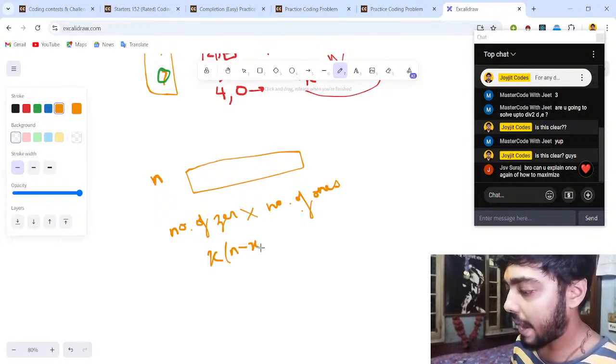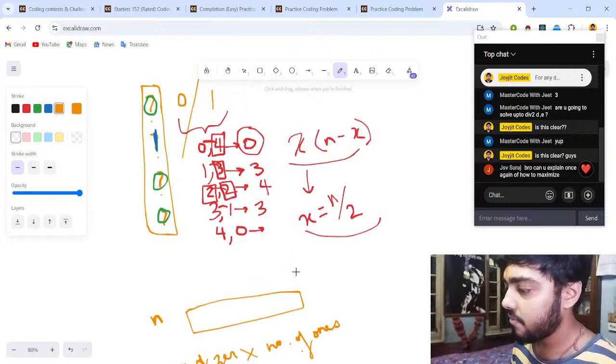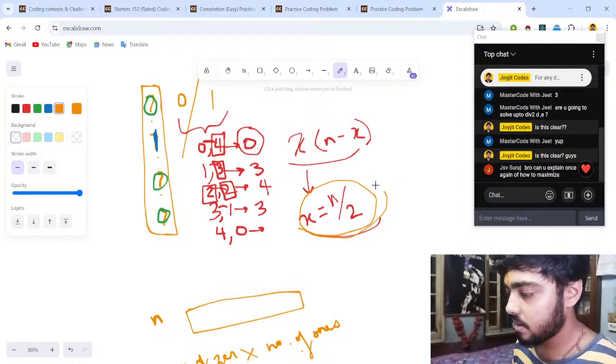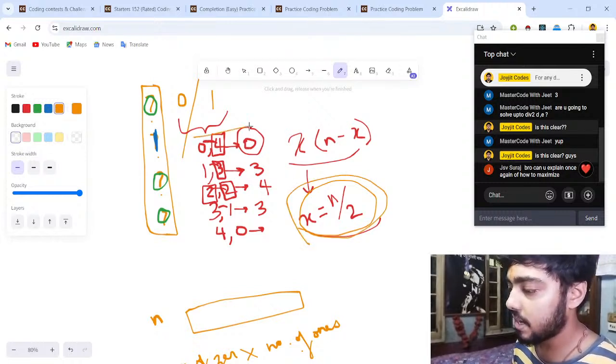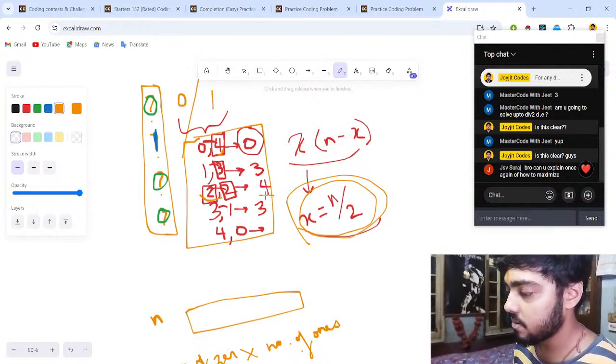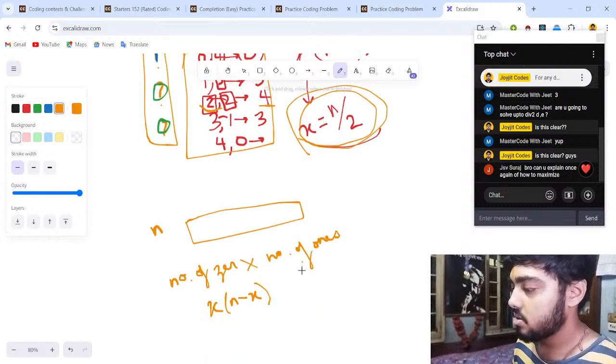Now if we want to maximize x into n minus x, then we know that x equal to n by 2. You can see this in the example where n is equal to 4. We have checked all the values of x, and it is shown that x equal to n by 2 is giving us the maximum result. So this is it.